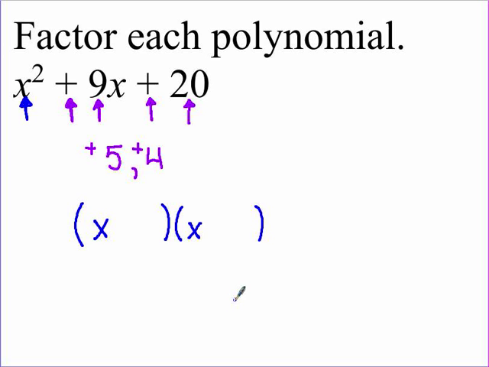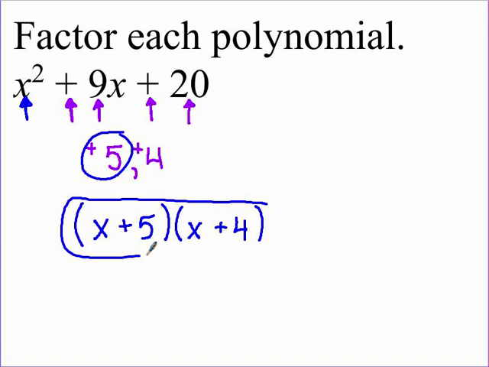Okay, I finished off. I've worked backwards through the entire problem. The last thing now is to just plug in the remaining 2 things. One of them will be plus 5. What can you guess the other one is? Plus 4. Now, if I were to FOIL that out, I am going to get x squared plus 9x plus 20.